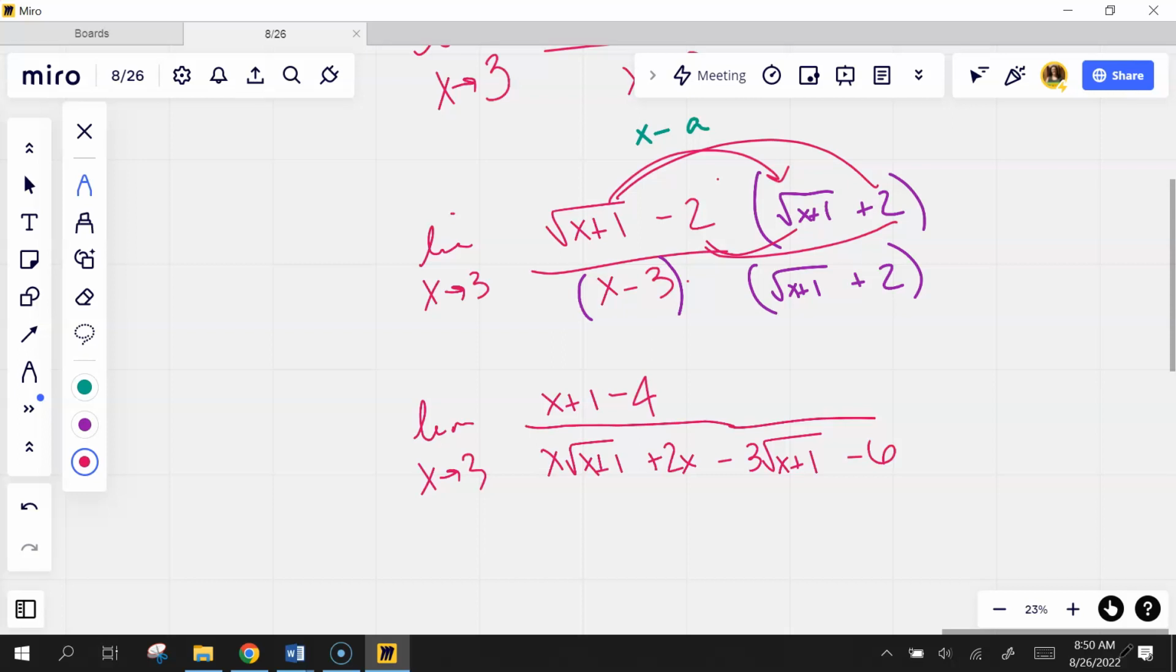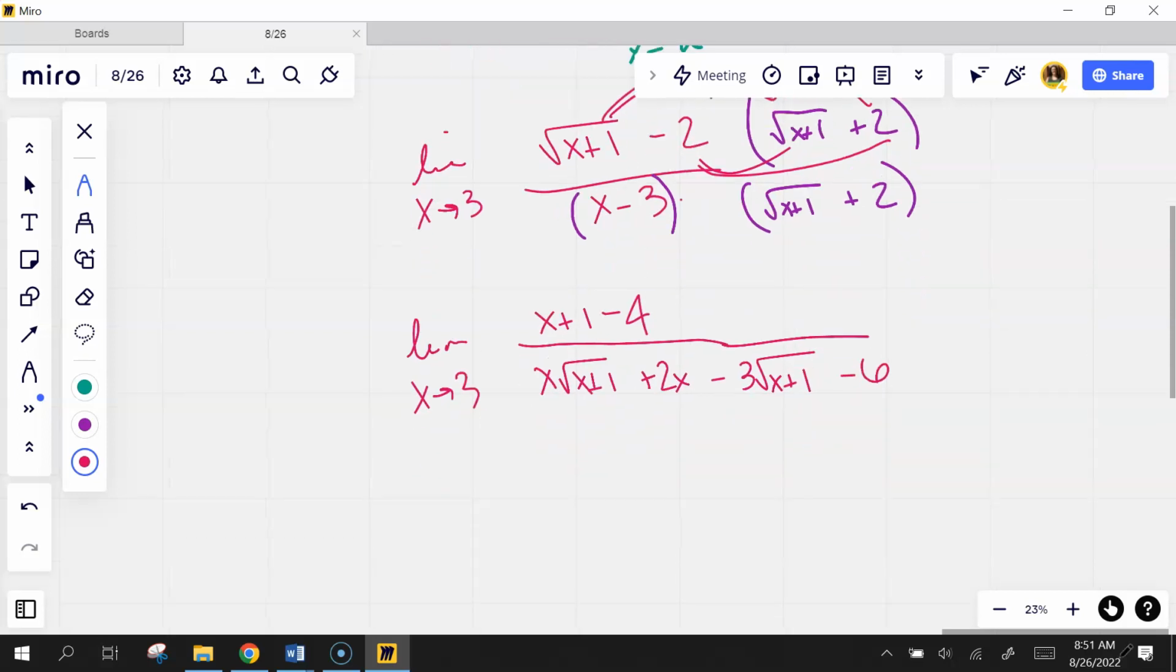Oh, you know what? I didn't even need to do all that. Do you see why I didn't? What happened up top? What does that simplify to? x minus 3? You see it? I just did all that for nothing because look, in the bottom it was x minus 3 times the square root of x plus 1 plus 2. What was my whole goal to start with? I need that x minus 3 gone.